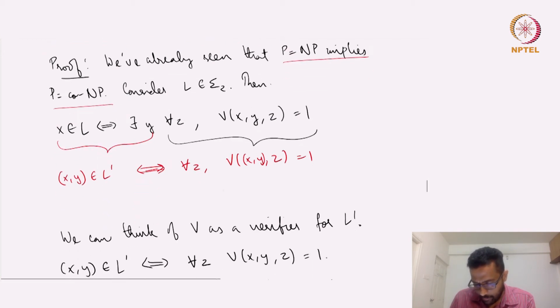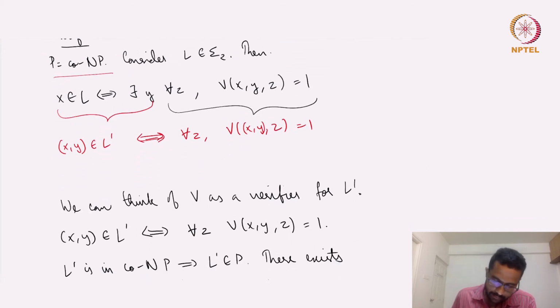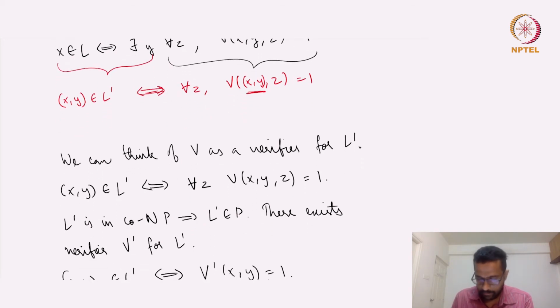So now what does it mean here? So xy is in L prime if and only if for all Z this is equal to 1. So now think of xy as one singular unit here. Now L prime looks like, again V is a polynomial time verifier, so L prime looks like a co-NP language, right? So it's a for all characterization, a for all quantifier. So L prime is in co-NP.